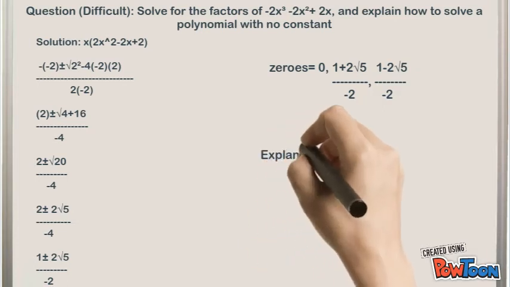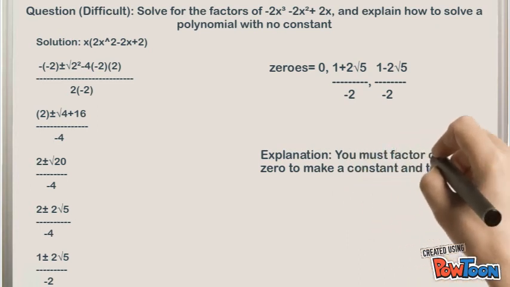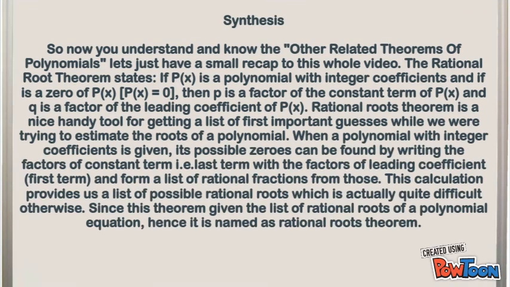And the explanation to this is that you must factor out x to remove the constant, and then you divide as usual. So now you understand and know the other related theorems of polynomials. Let's have a short recap of this whole video.